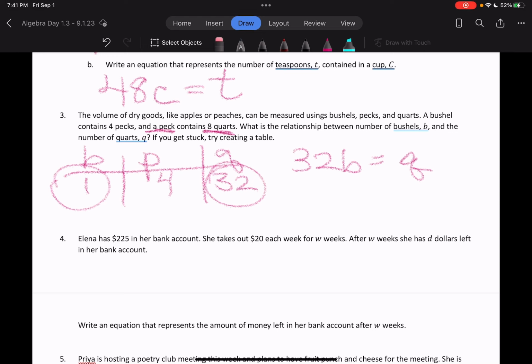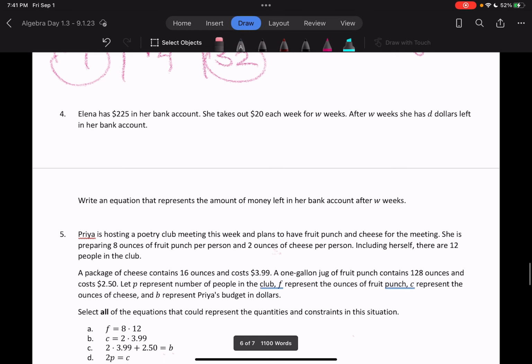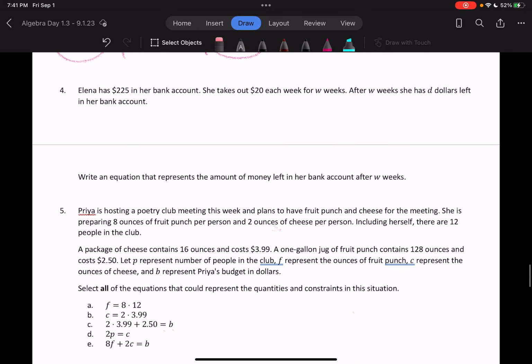All right. Elena, our friend Elena here, she has $225 in her bank account. That's how much she has, that's her starting amount. This is for the problem on the next page. She takes out $20 each week. So 20 times each week is how much she's taking out. And then at the end, that's how much she has left, D dollars.